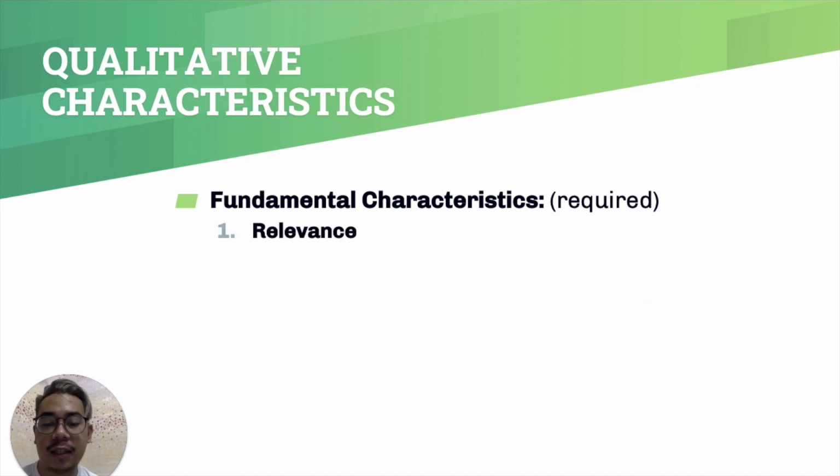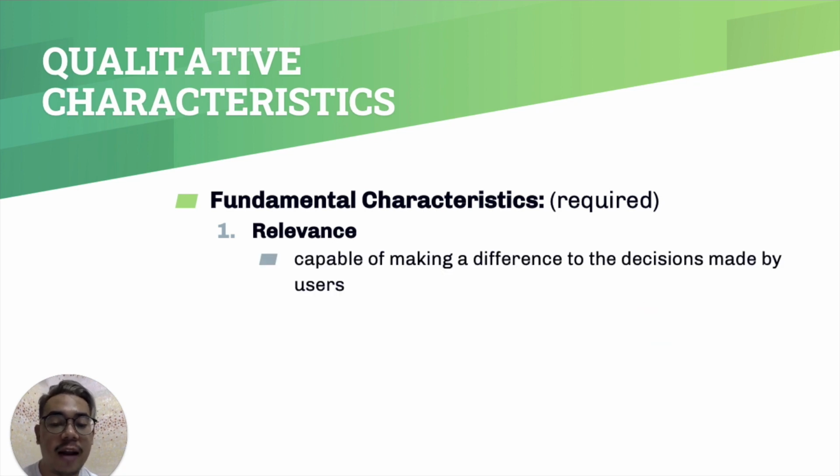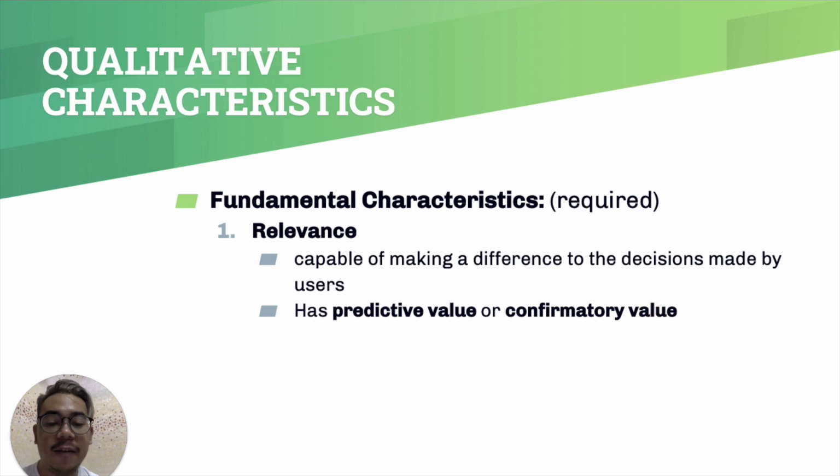Number 1 is relevance. So when can we say that information is relevant? Information is relevant if it is capable of making a difference to the decisions made by users. So paano mo masasabi if they are capable of making a difference? They are capable of making a difference if they have either predictive value, meaning they can predict the future, or confirmatory value, or they can confirm past information.